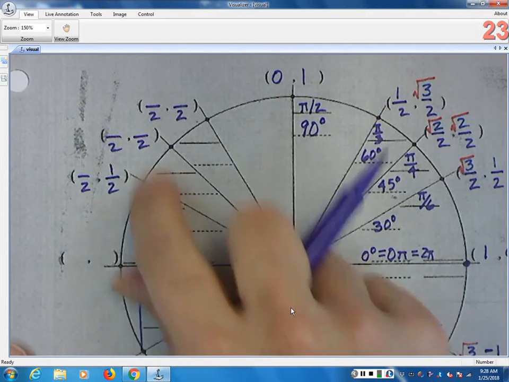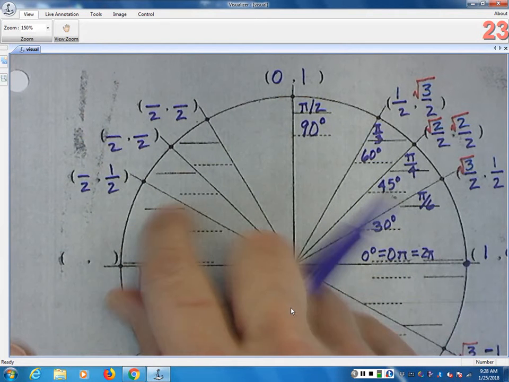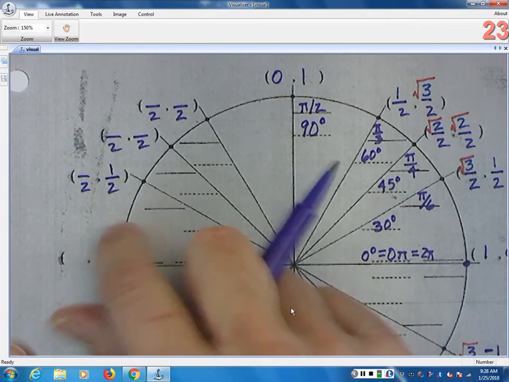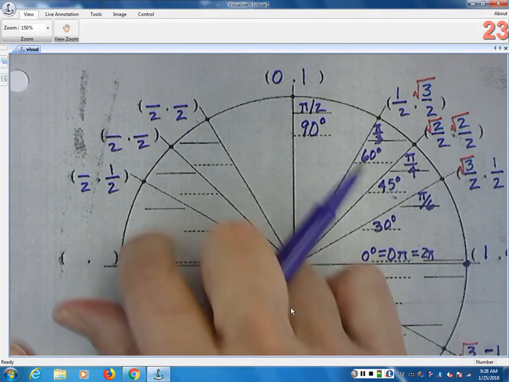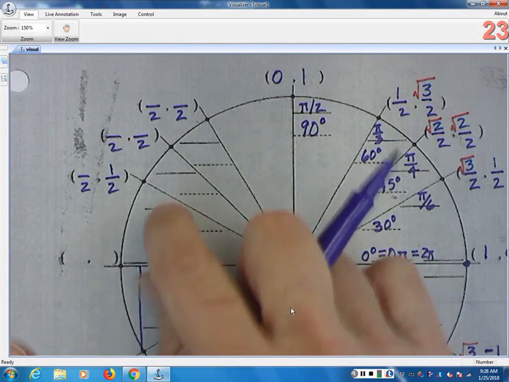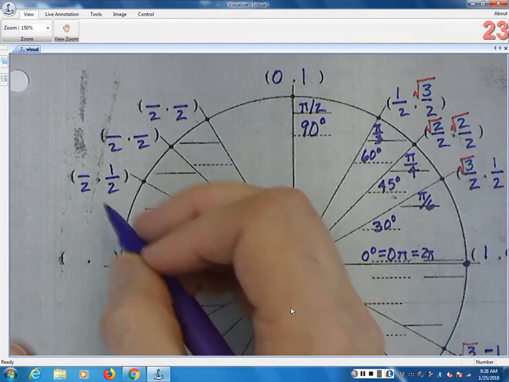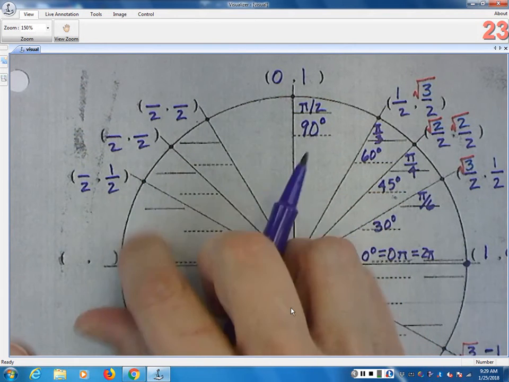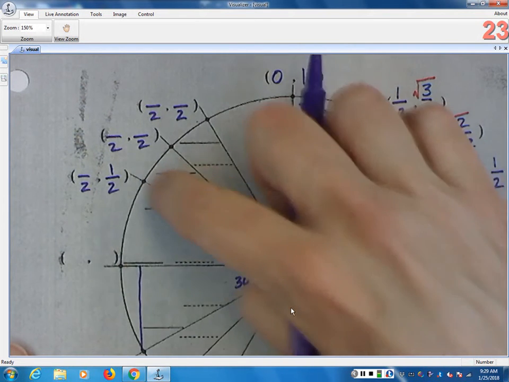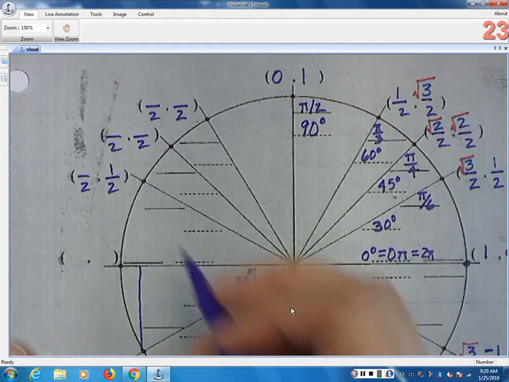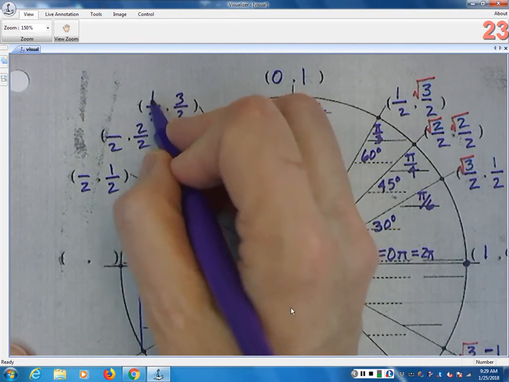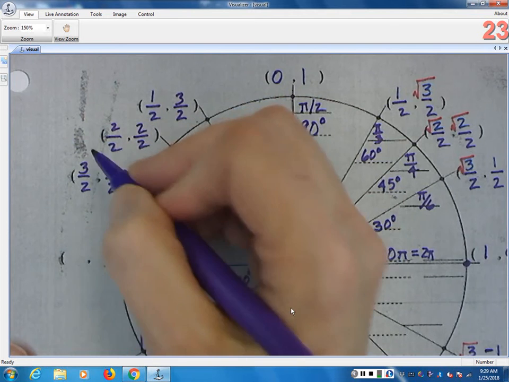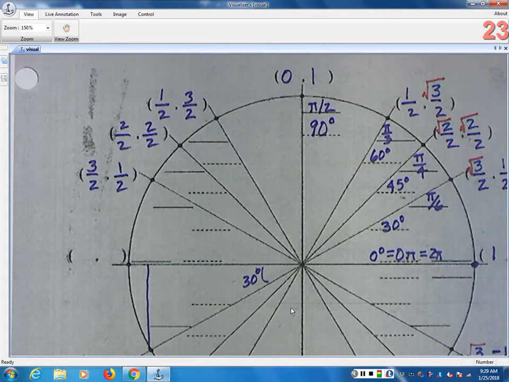Sine is the y coordinate, and this is a 30-degree angle here. It's going to be 1/2. If the radius is 1, then the sine will be 1/2. This side is always half the hypotenuse on a 30 degree. So this would be 1, 2, 3, 1, 2, 3. And then we take the square roots, and we're going to have to put the negative signs where they go.